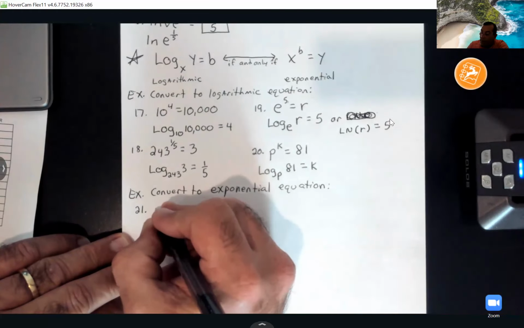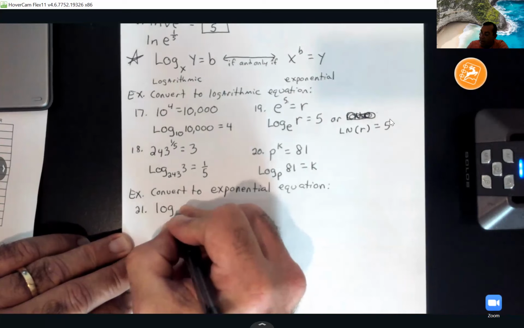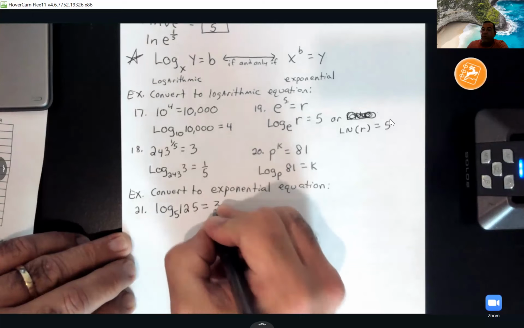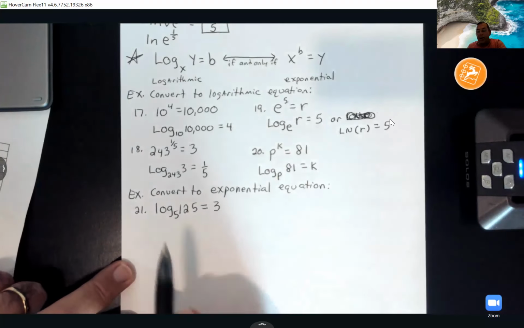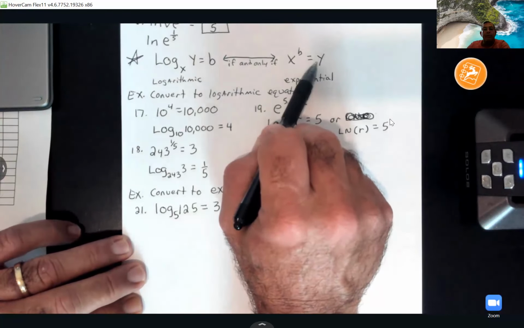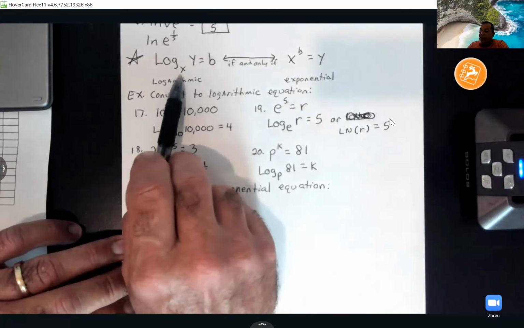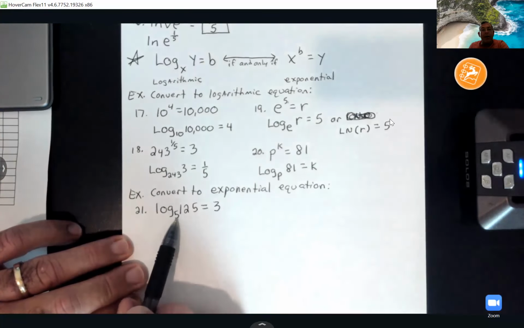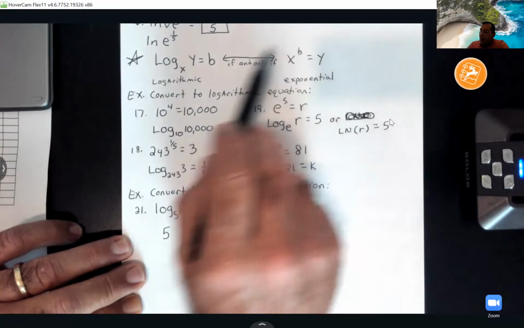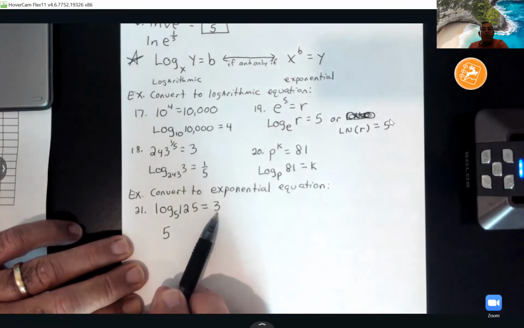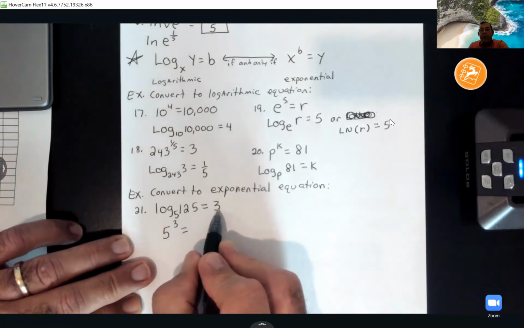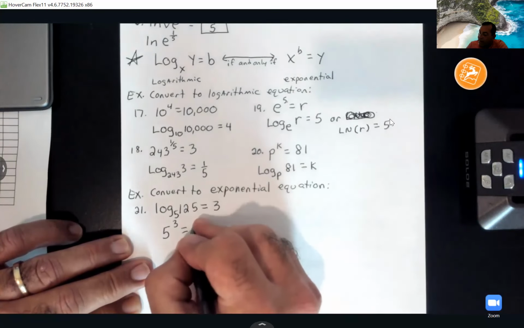So 21, I got a log base 5 of 125 equals 3. So they're giving us the logarithmic form. We're going to write it as the exponential. So notice, x is the base of the log. Well, the base of my log is 5. b is the exponent, well, the exponent on the log would be the 3. So that means 5 to the third power equals 125.